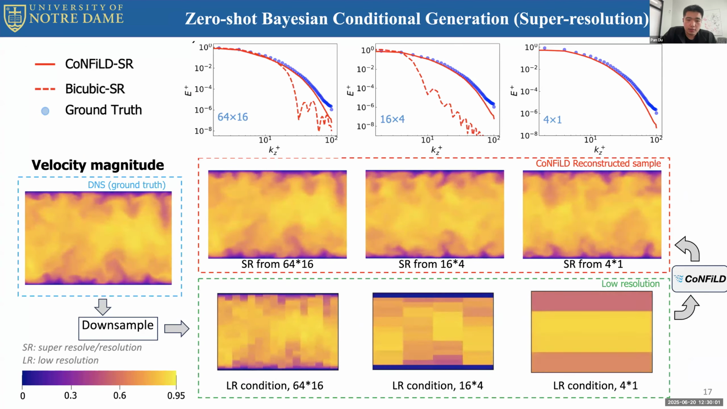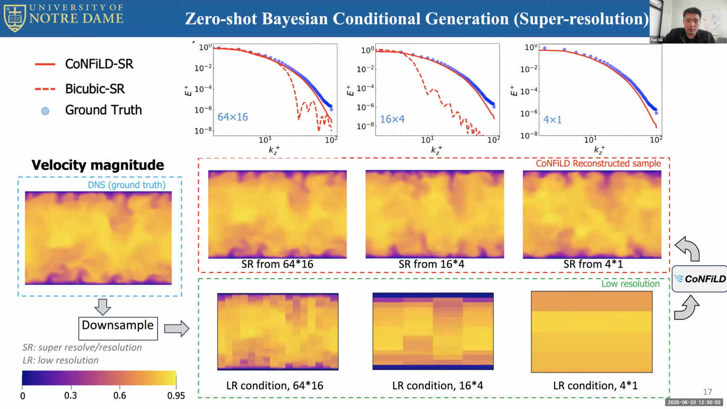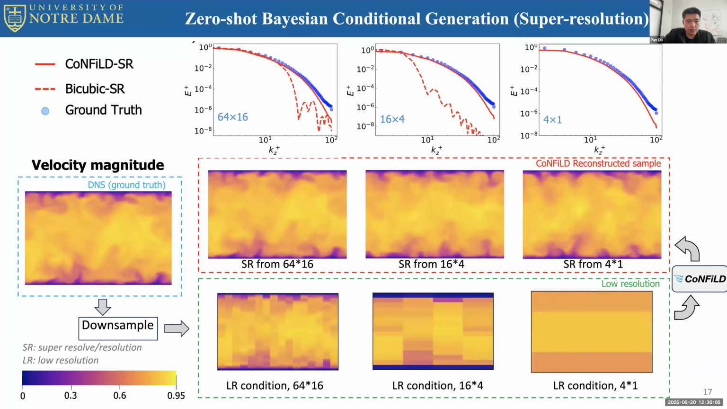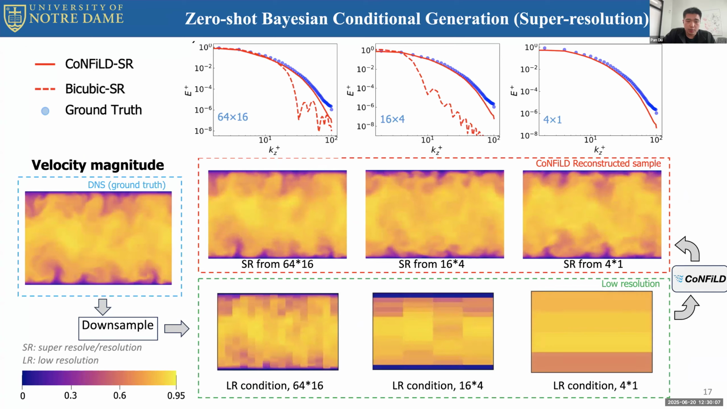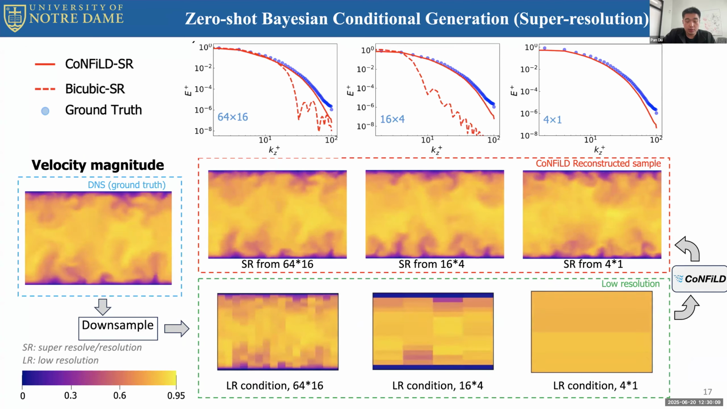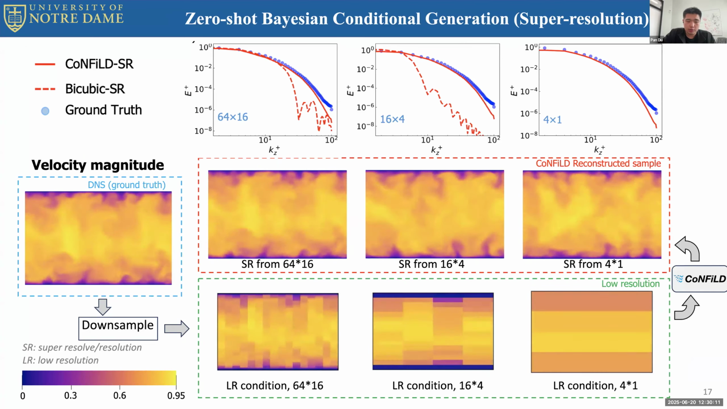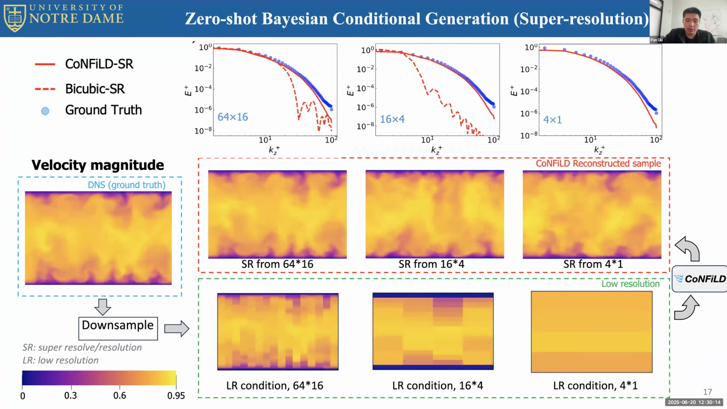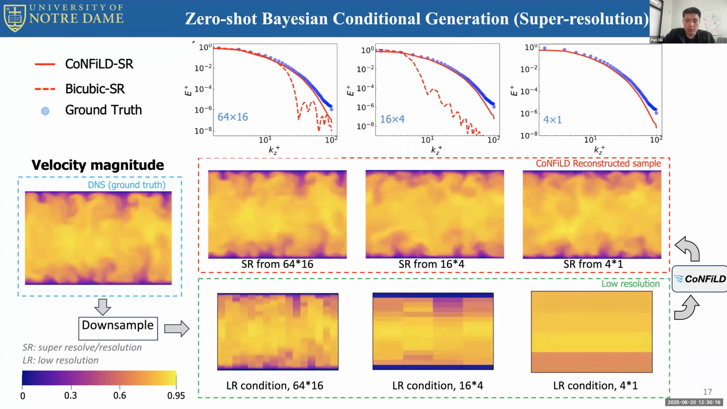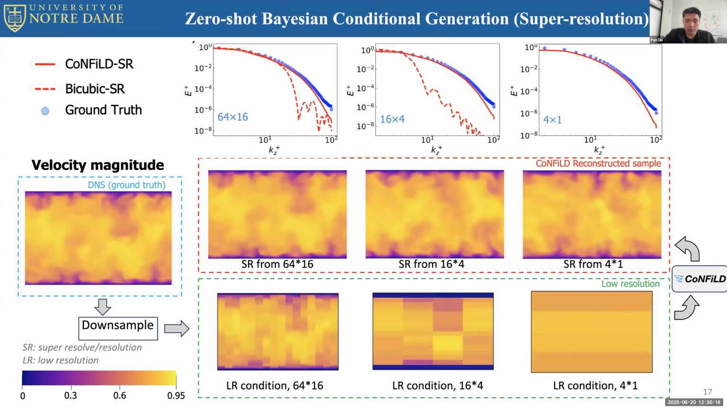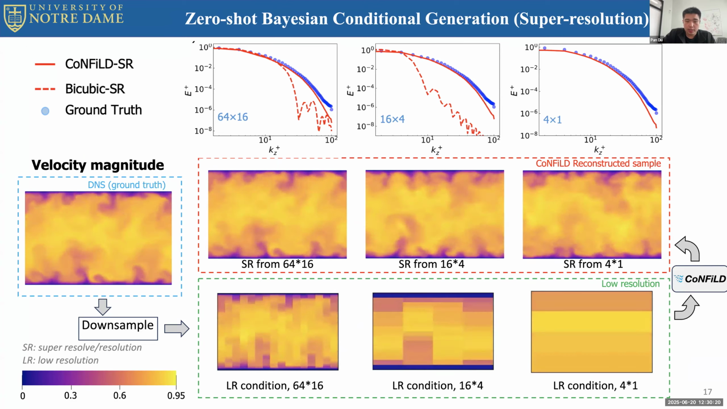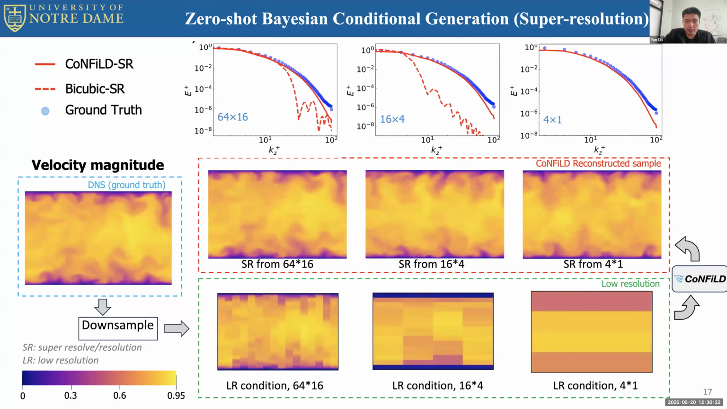And this is another application of conditional generation for CoNFiLD. This one is super resolution, meaning that if you have a low resolution spatial temporal flow field, you can use that to reconstruct a higher resolution turbulence flow. And you can see that we demonstrate 3 different cases.